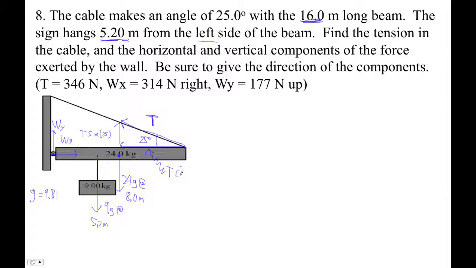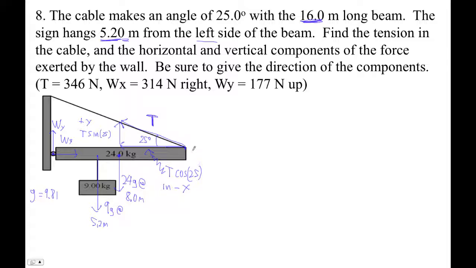T cos 25. This is going to be in the negative x direction, by the way. It's to the left. If I go from here to here, I'm going to go left and then up. So this one will be in the negative x direction, and this one is in the positive y direction, because it's up like that. All right, do we have everything? I think we do. We've got the wall, the sign, the beam itself, and the tension.